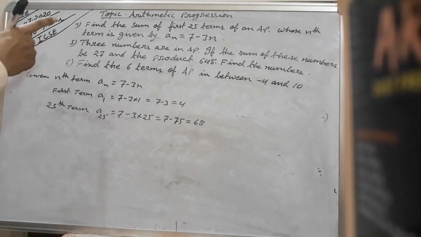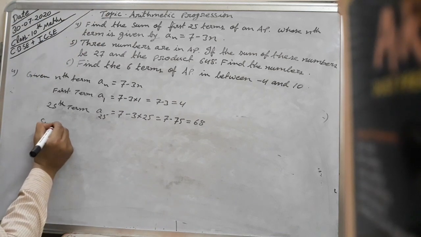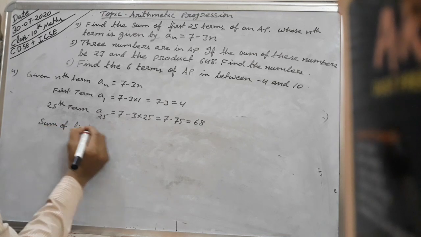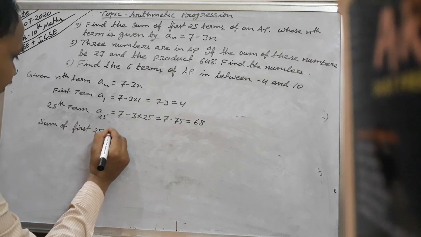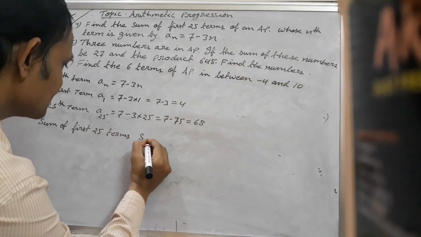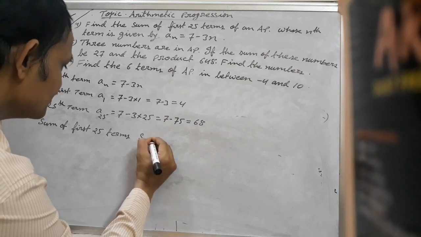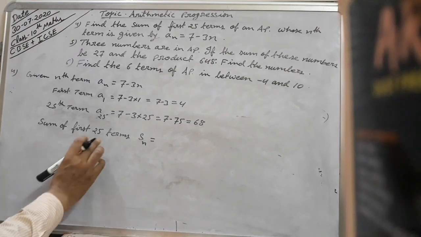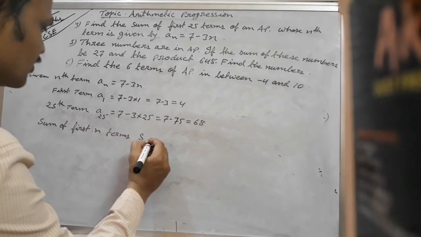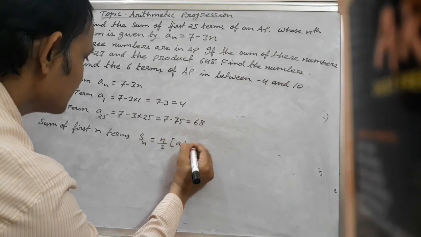Now what is the sum of first 25 terms? Sum of first 25 terms, that is Sn. First you write the formula. Sn is equal to sum of first n terms, which will be equal to Sn is equal to n by 2 times (a plus l).